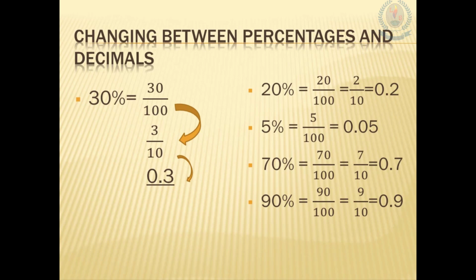90%. 90 out of 100 you can simplify by dividing by 10. 9 tenths. 9 tenths is equal to 0.9.